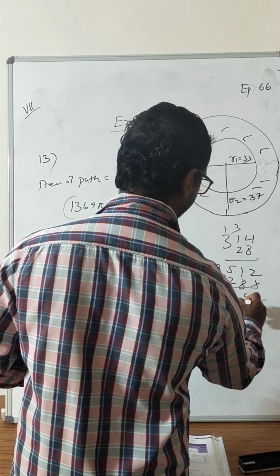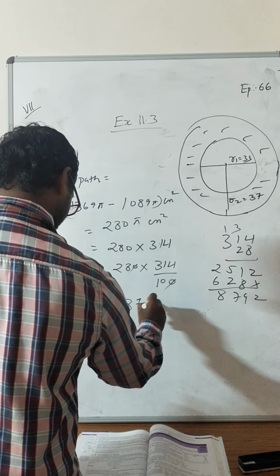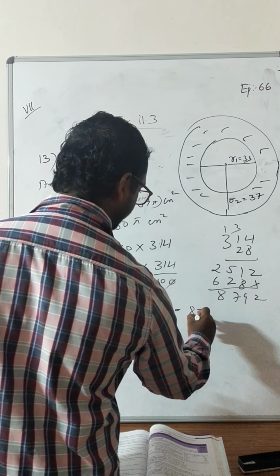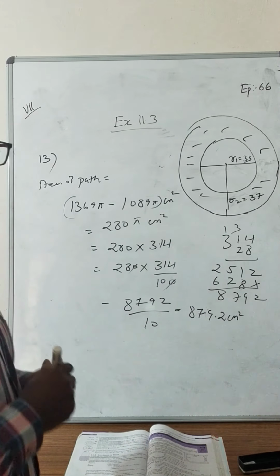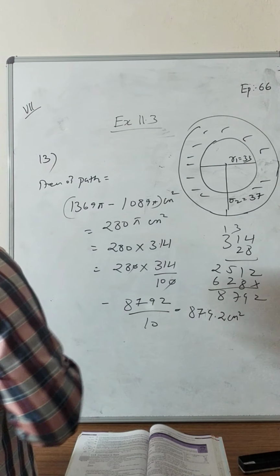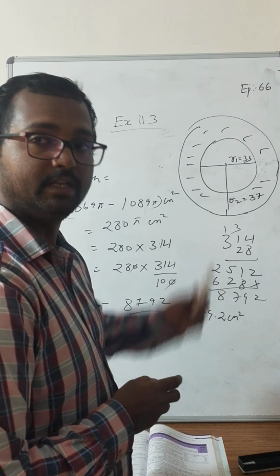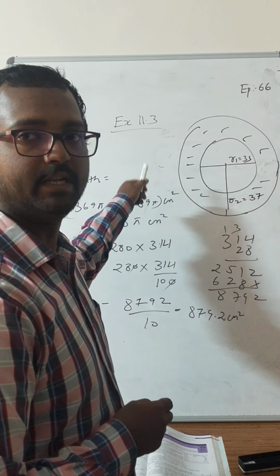So we are getting 8792 divided by 10. We'll get 879.2 centimeter square. So this is the area of the path. I hope you understood this. Instead of putting the value of pi initially, put the value of pi at the end. Keep the pi as it is in the initial stages.